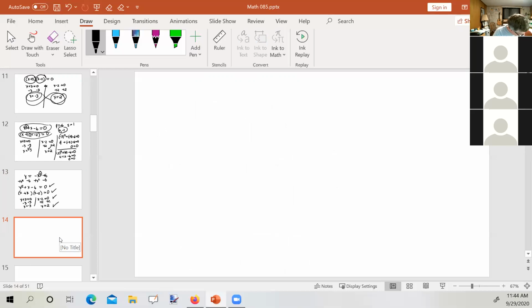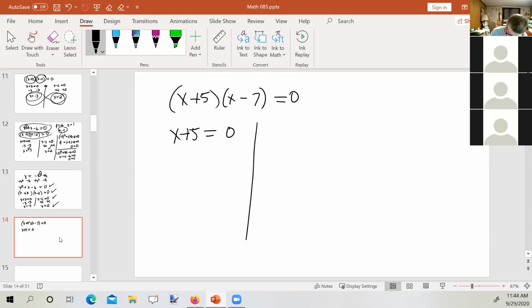How about this one? x plus 5 times x minus 7 equals 0. So we have an equation set equal to 0. The left side of the equation is already factored. So we're going to take each factor that contains a variable and set it equal to 0. Any questions so far?